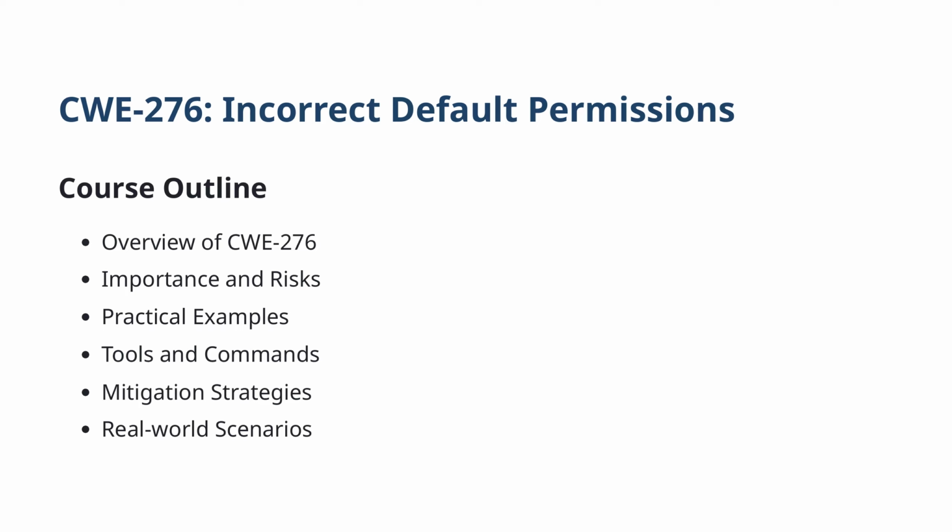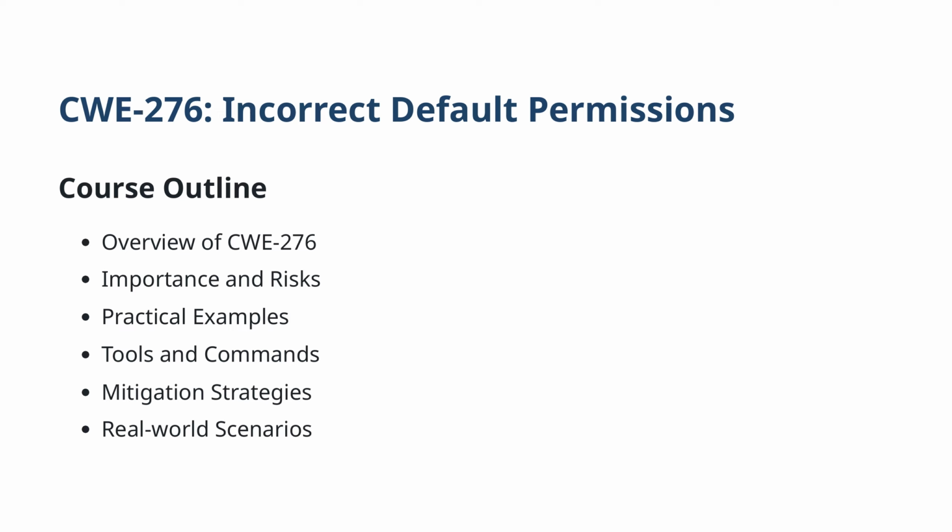CWE-276, incorrect default permissions, is a critical topic in our course. This slide outlines the areas we'll cover. We'll start with an overview of CWE-276 to define what it is. Next, we'll discuss the importance and risks associated with incorrect default permissions. We'll provide practical examples to illustrate these concepts.